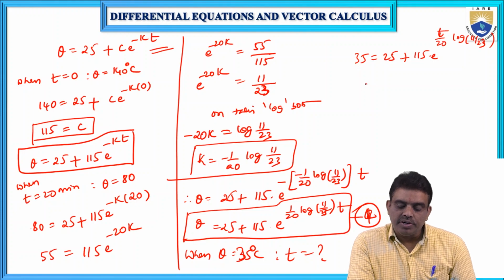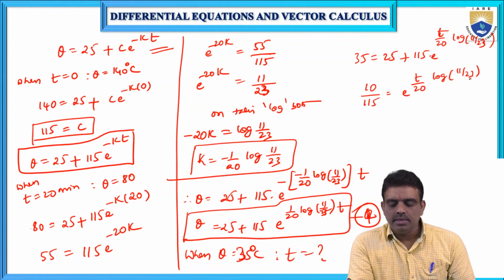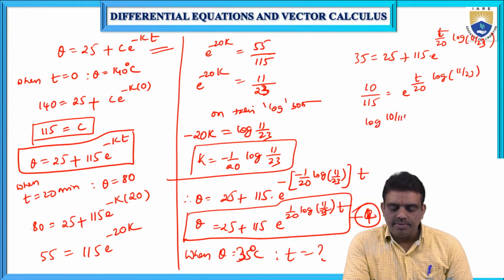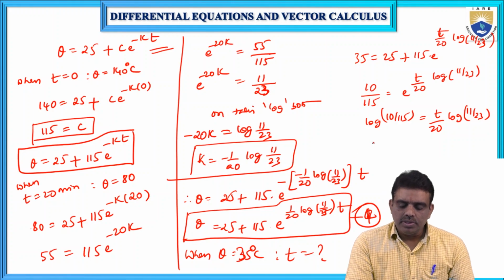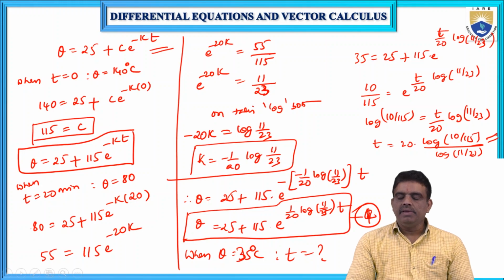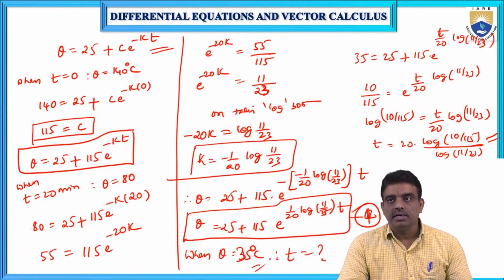So 35 minus 25 is 10. 10 by 115 is equal to e power t by 20 into log 11 by 23. So I'm taking log on both sides. Log 10 by 115 is equal to t by 20 into log 11 by 23. So t is equal to 20 into log 10 by 115 by log 11 by 23. This is the t value. T means time. At that time, theta will be 35 degrees centigrade.